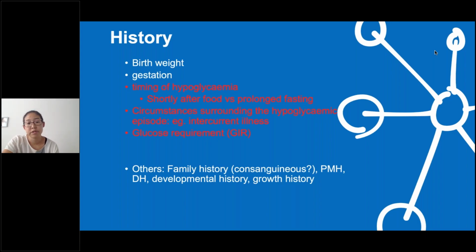And then developmental history is also very important, as well as, as I said, growth history, because children who are constantly in starvation mode tend not to grow really well, and those are the red flags that you need to think about. What about when it comes to examination? What are you looking for?